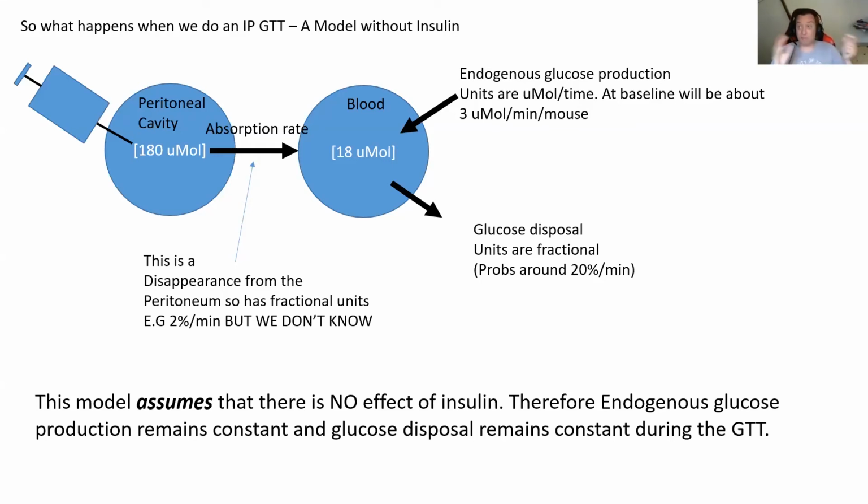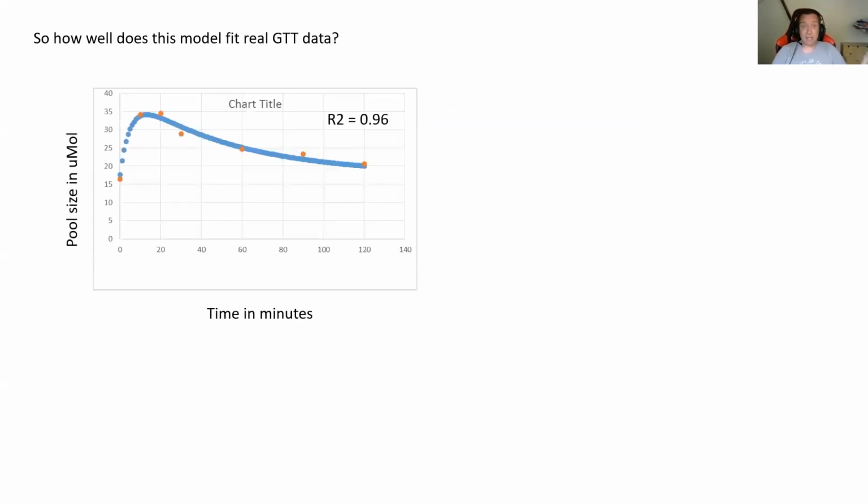So we now have a model where we're just saying we have a mouse, it's producing a set amount of glucose from its liver, and it's disposing of a set proportion of glucose from its blood each minute. Keep that static. What happens if we suddenly put a load of glucose in the peritoneum and allow it to be absorbed over time? The question is, when we build this model mathematically, can it fit GTT data? And the answer is yes, it can fit GTT data really well.